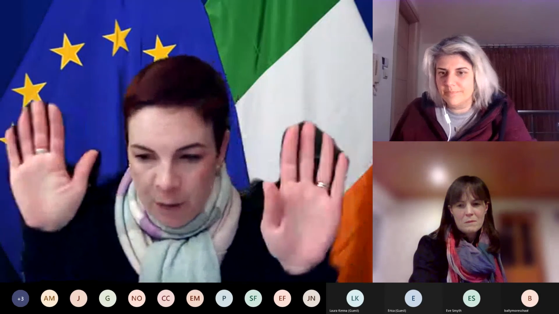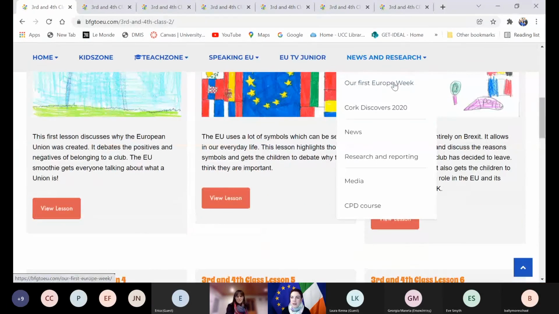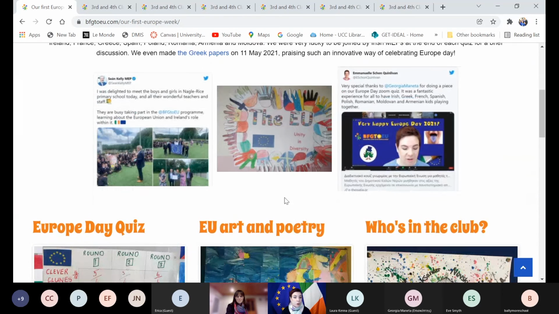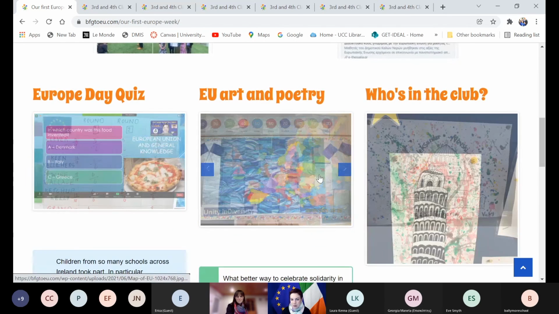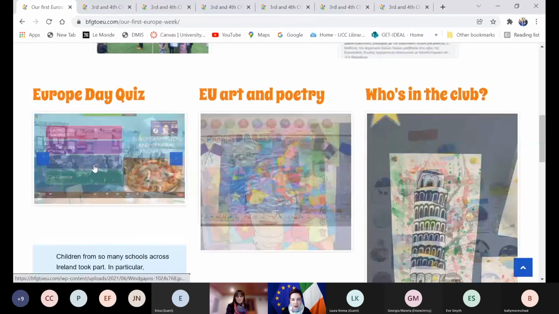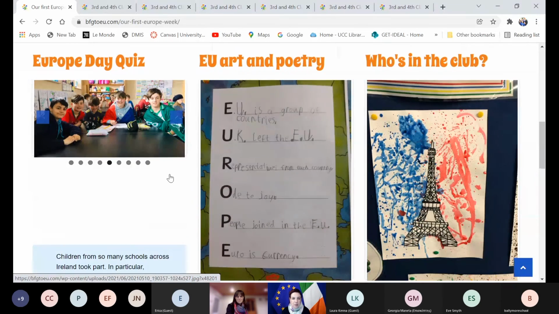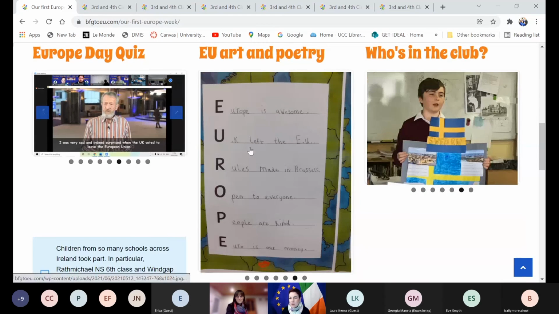There will be a Europe Week as well, where we develop specific activities, completely optional. They're put up on the website. You take what you want, and you don't use what you don't want to use. I'll just show you very briefly. Here we had our first Europe Week last year. So you could do art, you could create your own activities. This was the tile art, the collaborative art. This was the Europe Day quiz, with the kids taking part and the MEPs contributing.